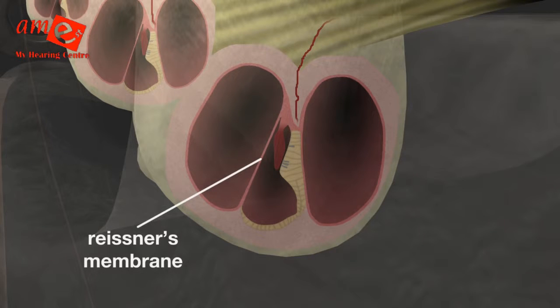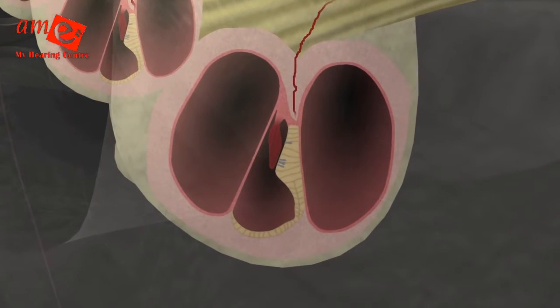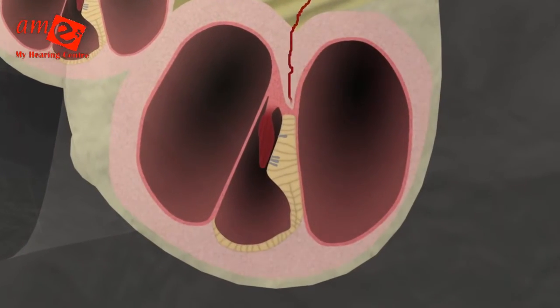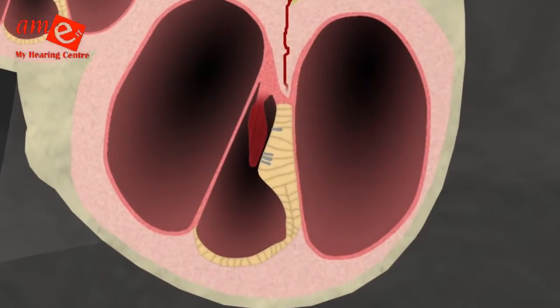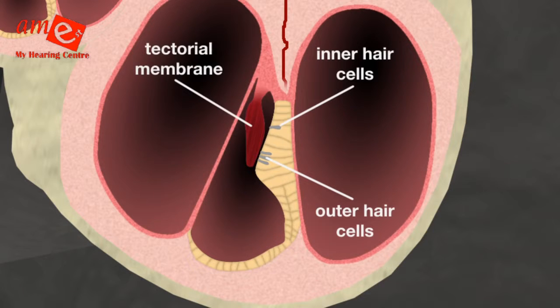Reissner's membrane separates the scala vestibuli from the scala media, and the basilar membrane separates the scala media from the scala tympani. Along the basilar membrane are two types of sensory cells or hair cells, the outer and inner hair cells. These are arranged according to the frequency or pitch they detect and are covered by the tectorial membrane.